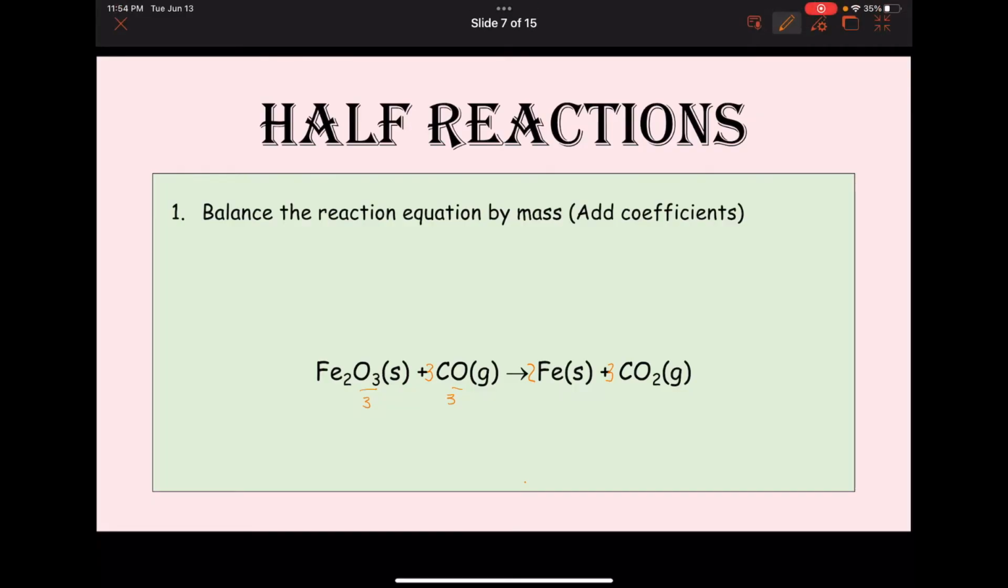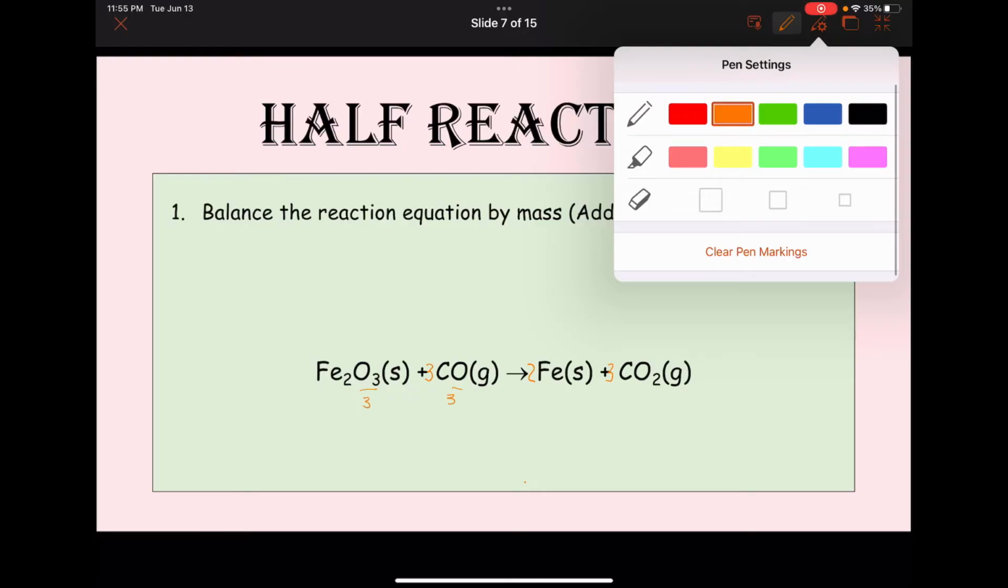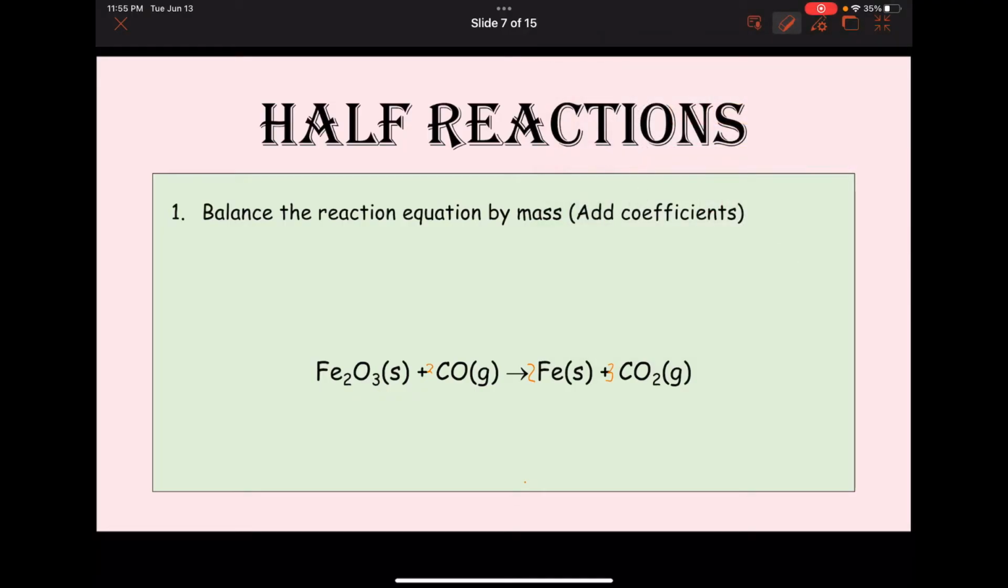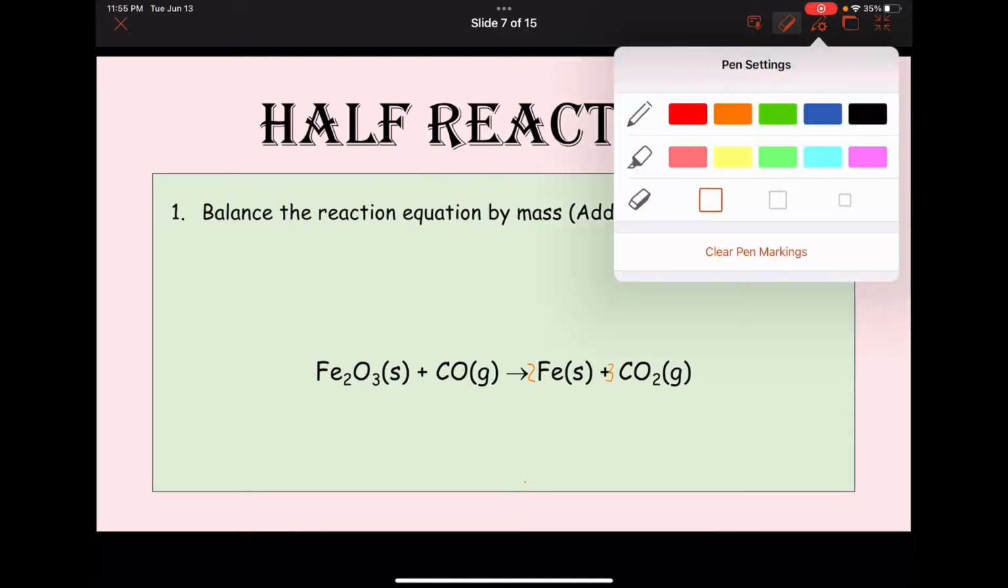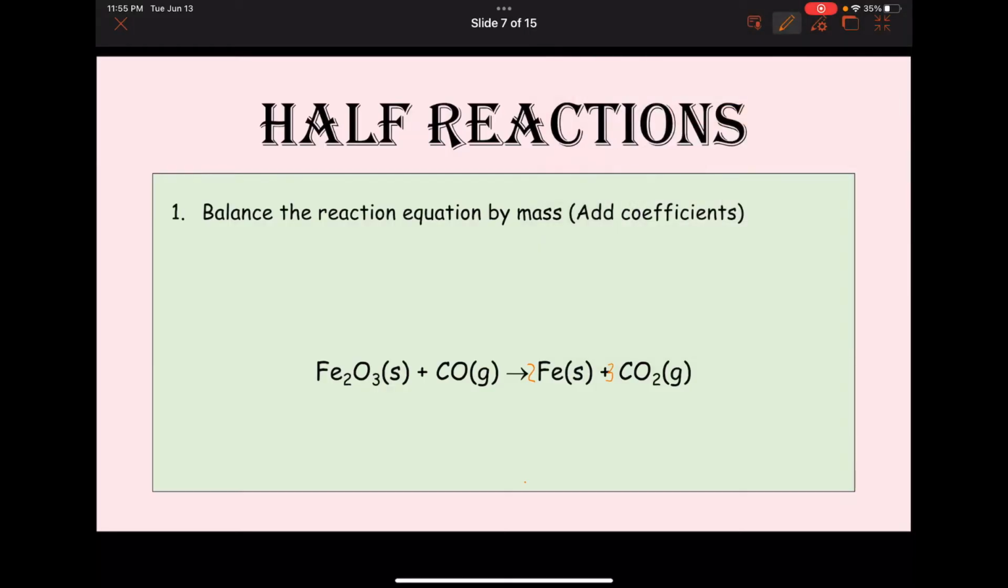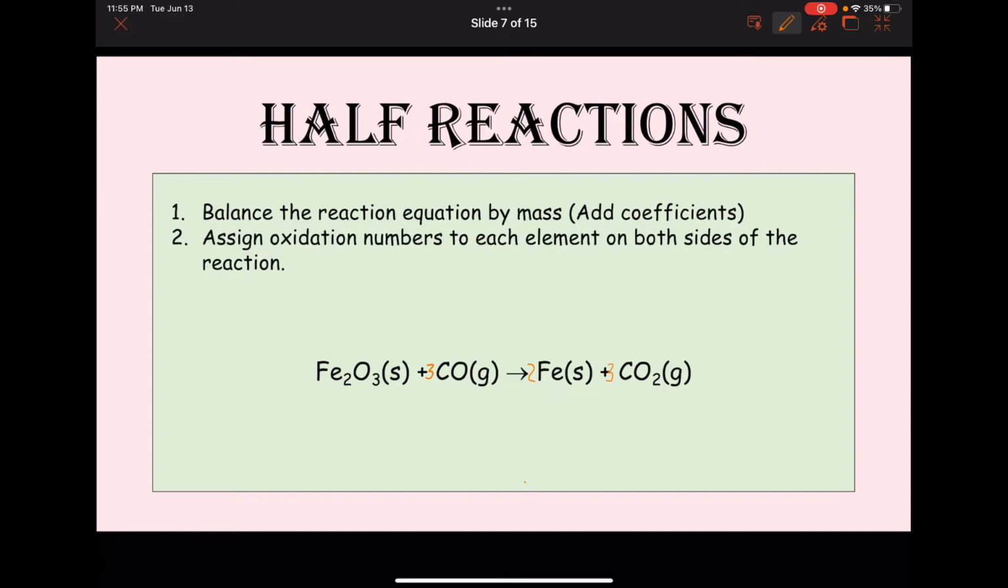So that is perfect. Let me erase this thing at the bottom. All right, so this is our balanced chemical equation. So let's move on to the next step, which would be to assign the oxidation numbers to each element on both sides of the reaction.